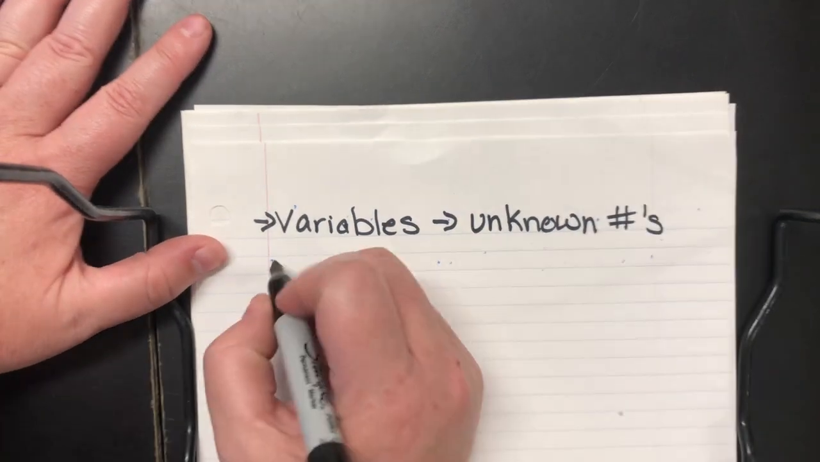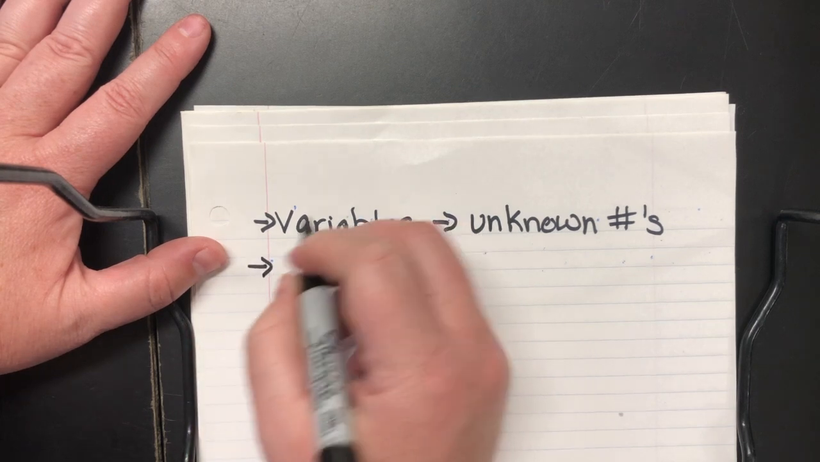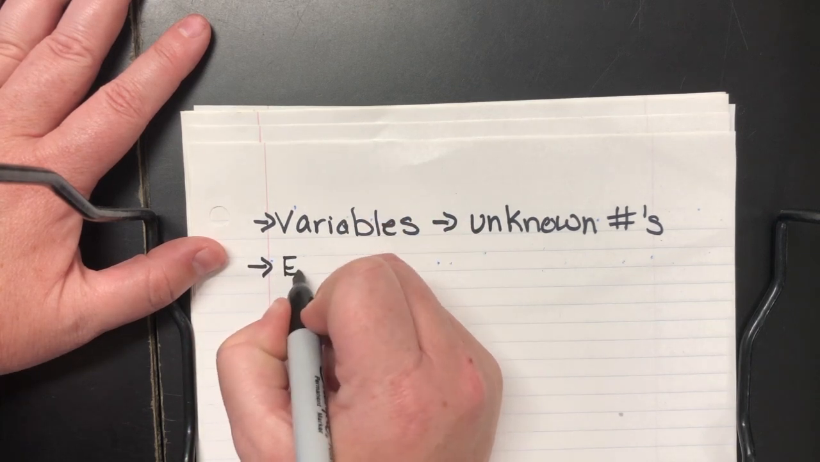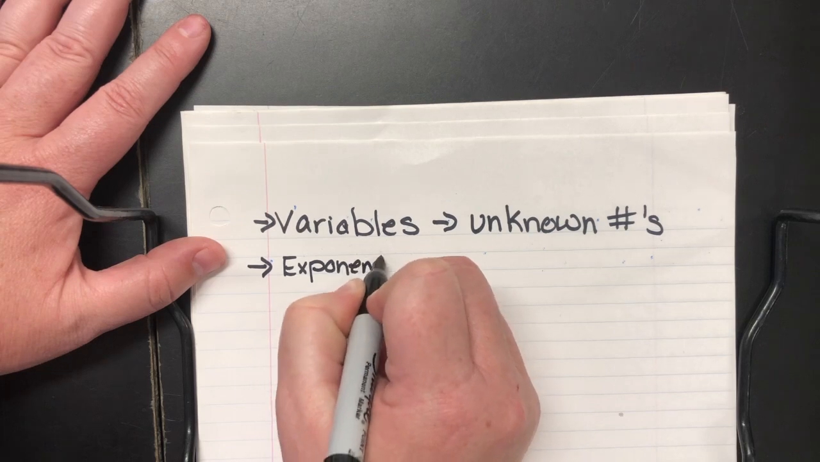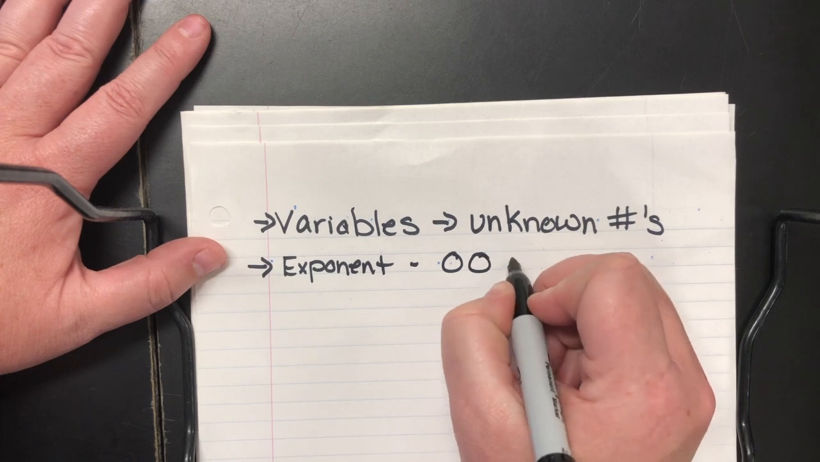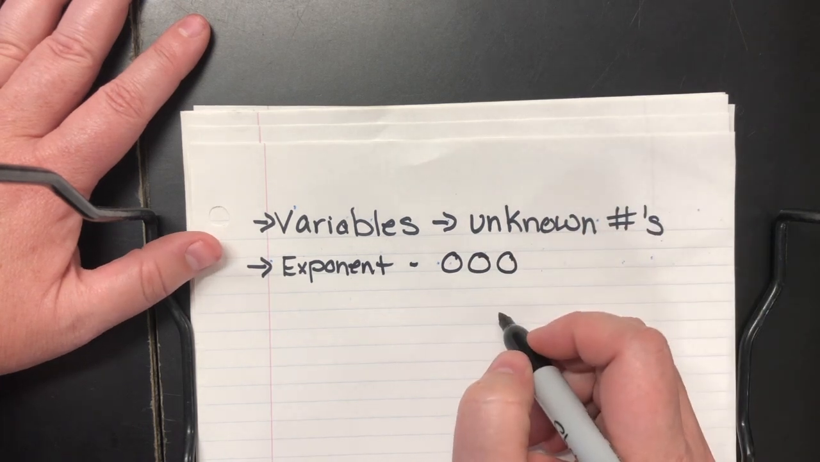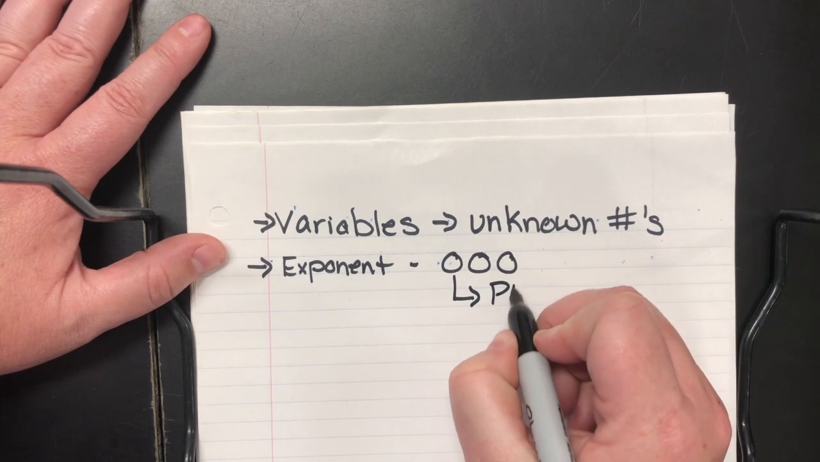Then what we have to understand is exponents and order of operations. So variables we did on day one. Now we're going to combine exponents along with order of operations. Okay, so remember order of operations, PEMDAS.